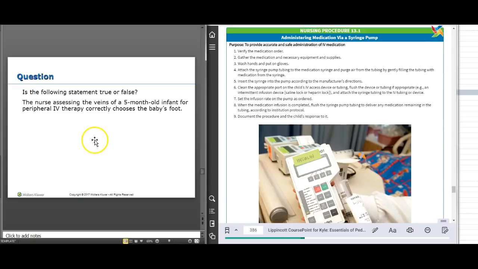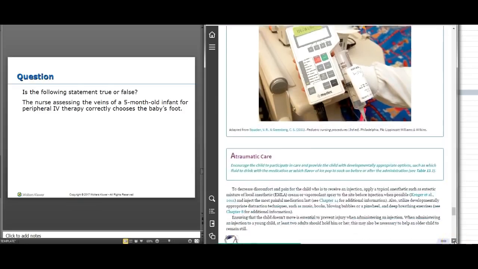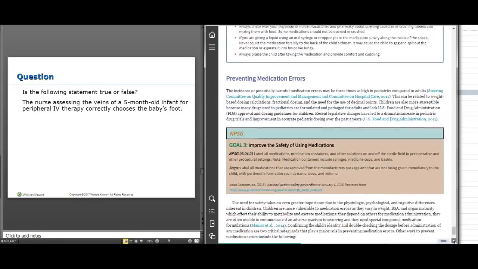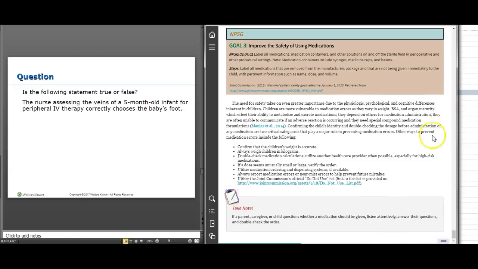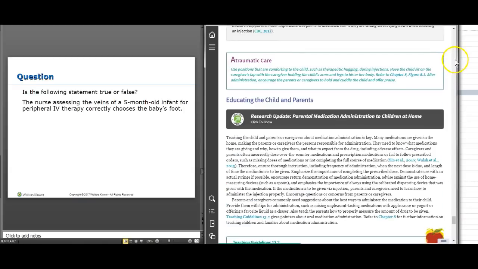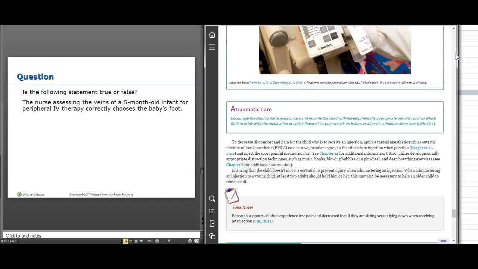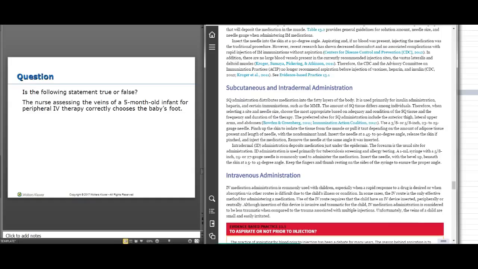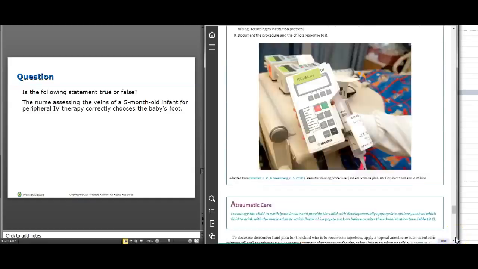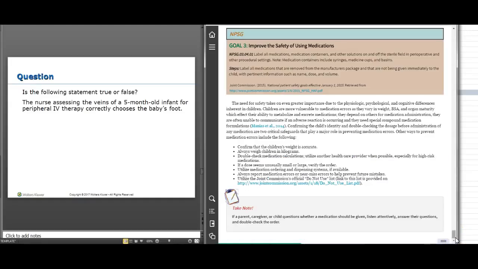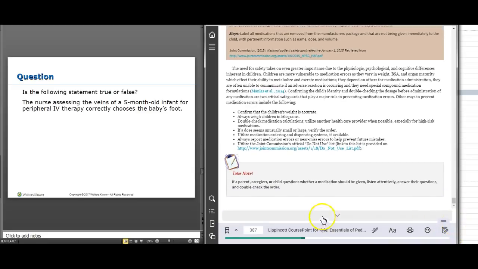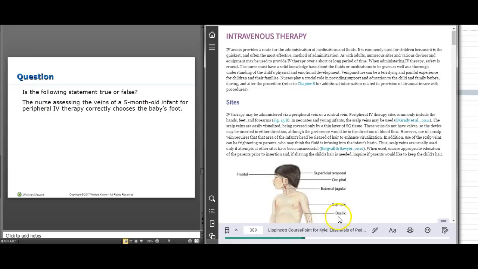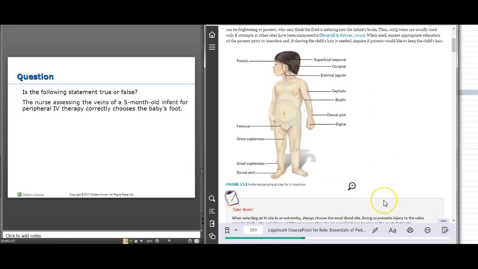All right. As far as location, there is a picture in the book that has location of veins in it. Let's see if I can find it. Sometimes they put these pictures in places that they don't really belong. So let me see if I can find that picture. Sorry, making you dizzy probably. Here it is. Okay, so here are the different sites that you can use.